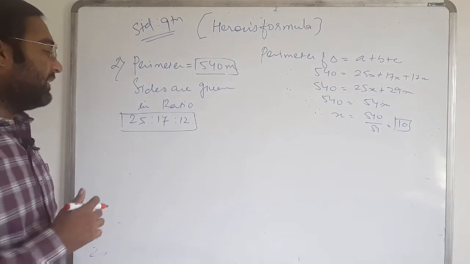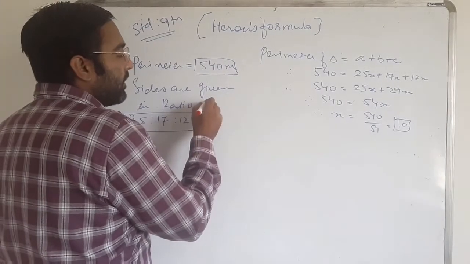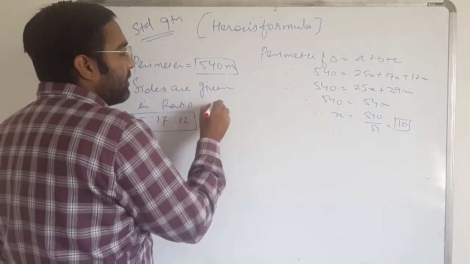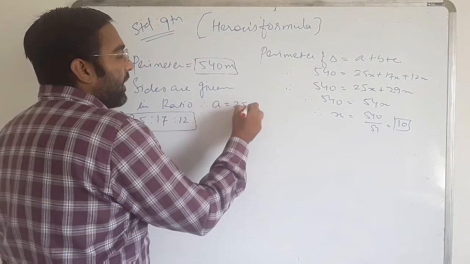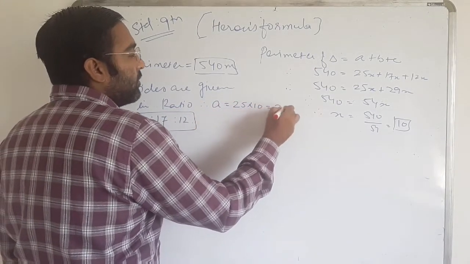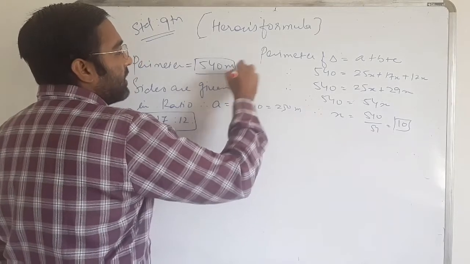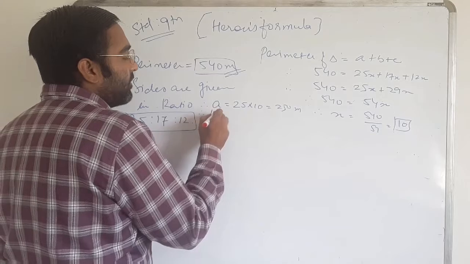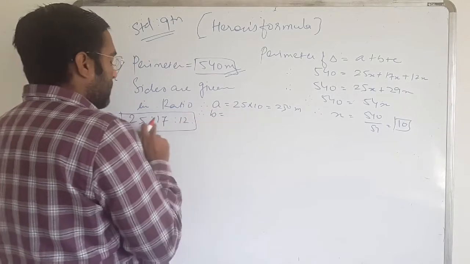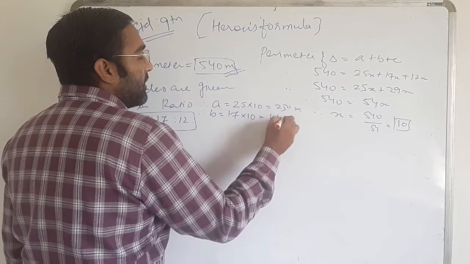So my measurement of the sides: a is equal to 25 into 10, that is 250 meter, as the perimeter is given in meter. So I will write all the sides in meter. B is 17, so I will multiply 17 into 10, that is 170 meter.